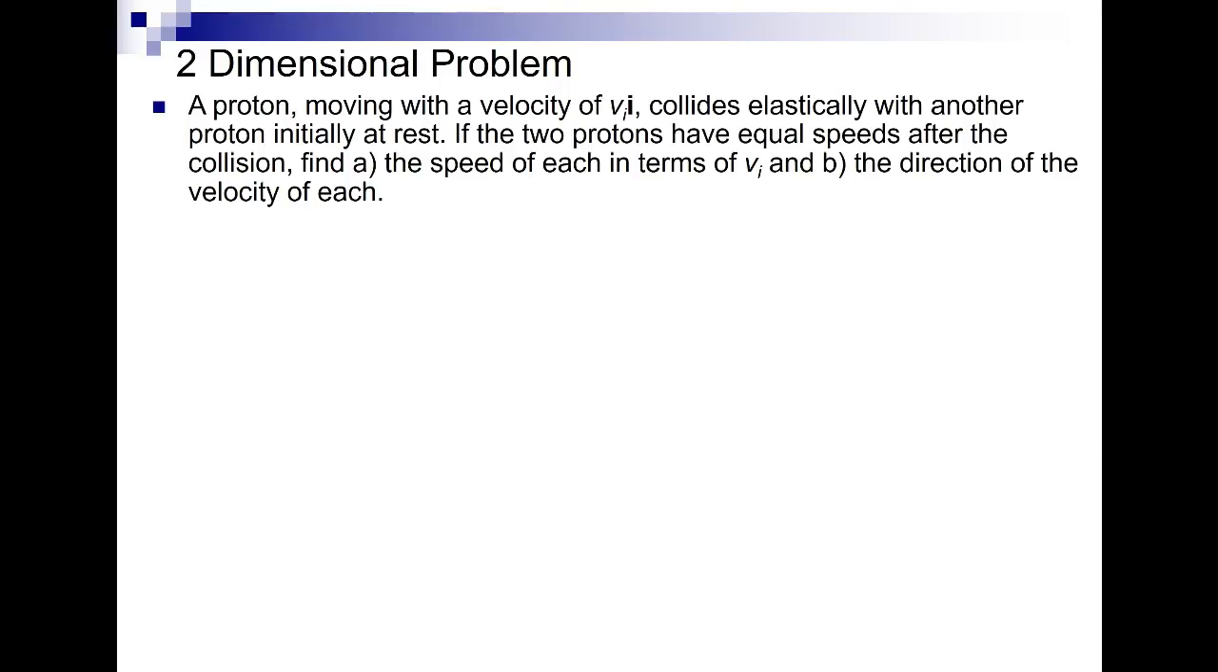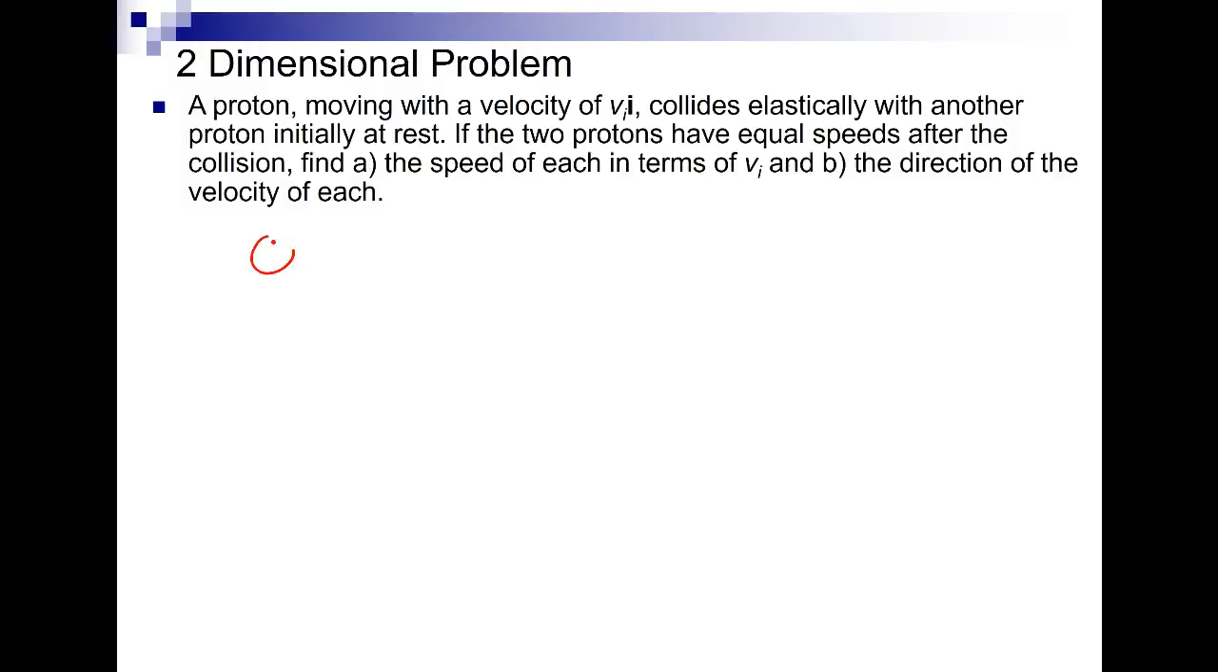A proton moves with a velocity of v initial i hat. It collides elastically with another proton initially at rest. Okay, so the two protons have equal speeds after the collision. We want to find the speed of each in terms of v_i and the direction of the velocity of each.